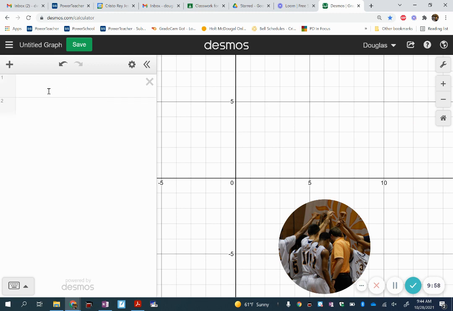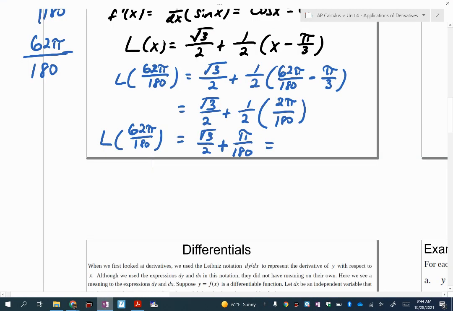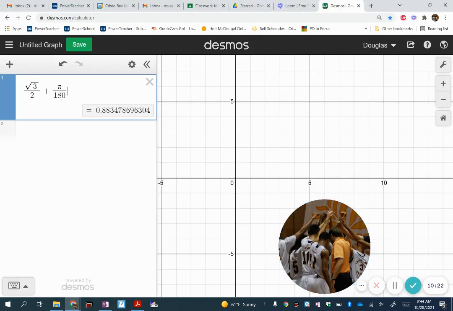All right, we got the square root of 3 over 2 plus pi over 180. We get 0.883. Now again, if you wanted to see if this was close to what we would actually get if you did the sine of 62 degrees, you could just type in the sine of 62 degrees and you would expect to get something around 0.883.